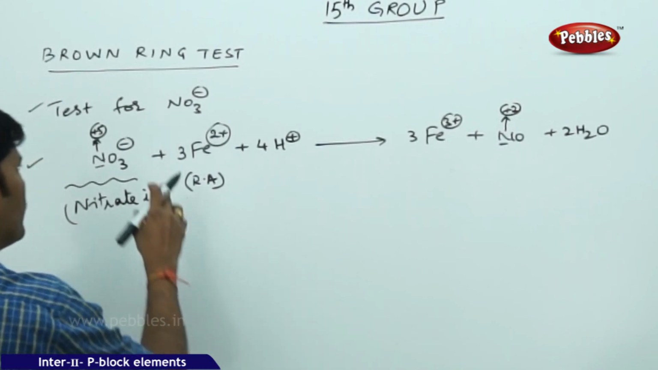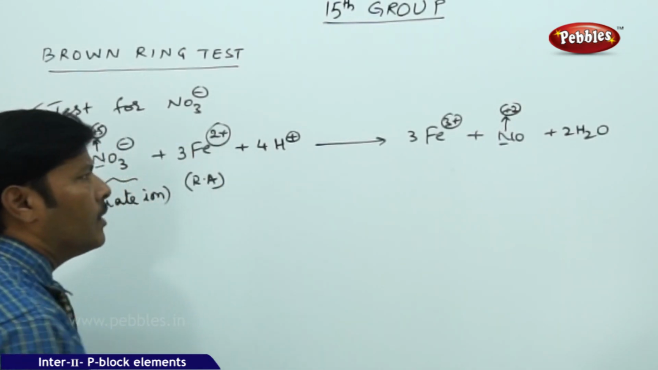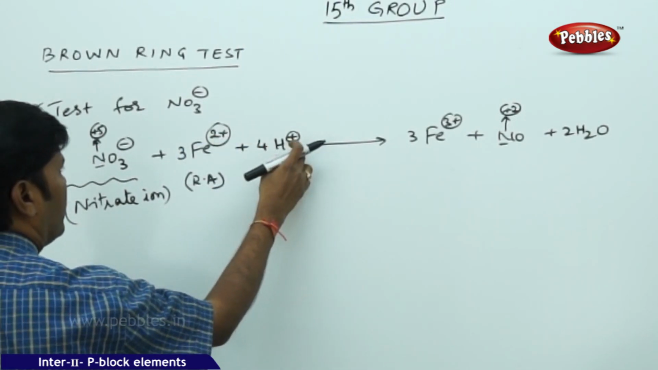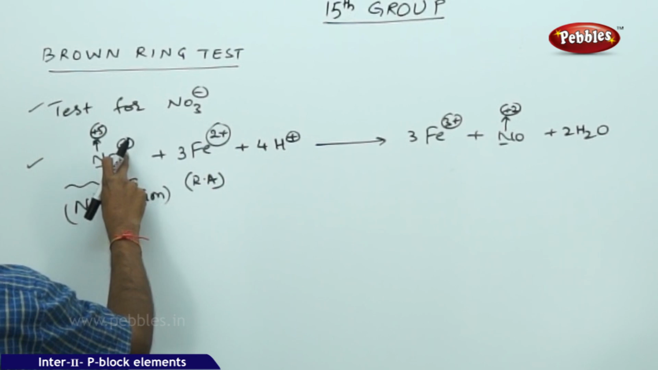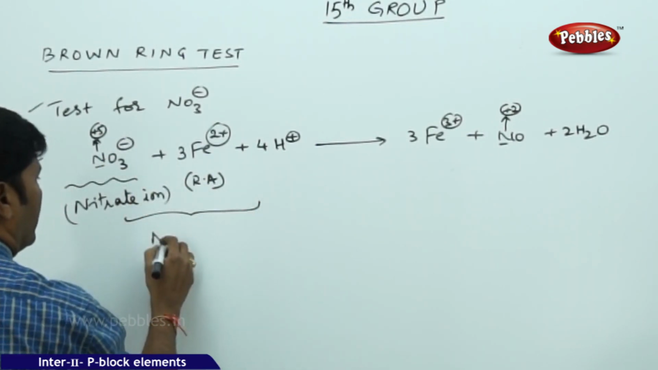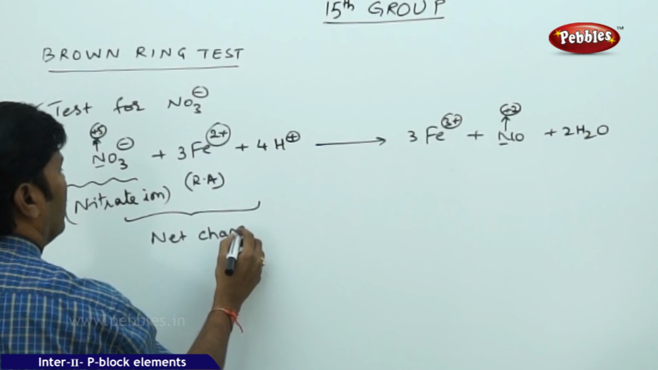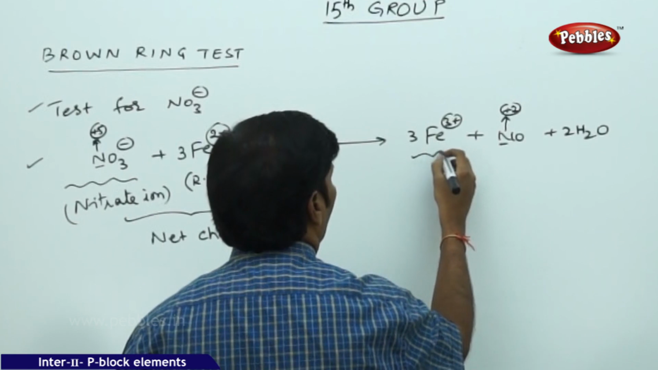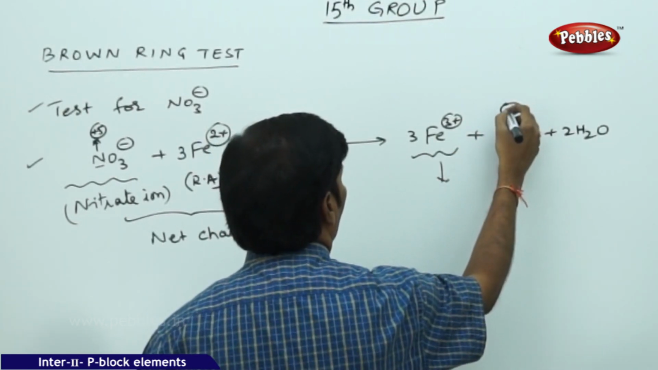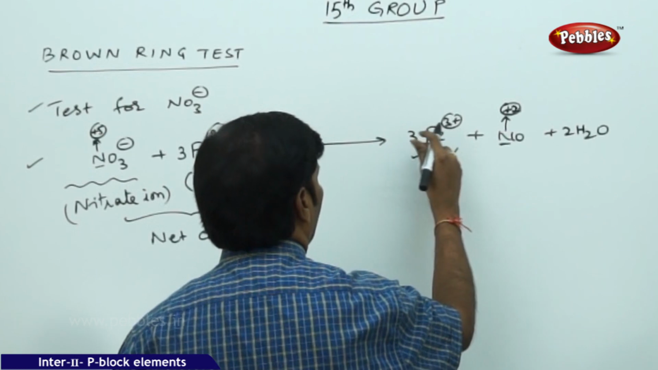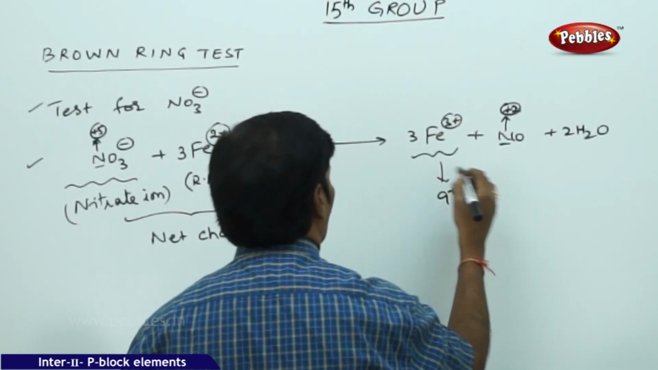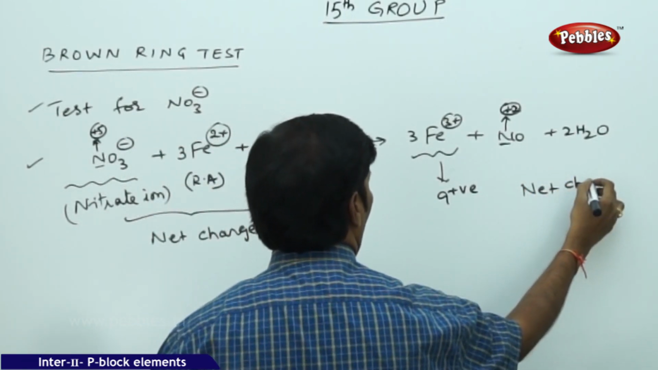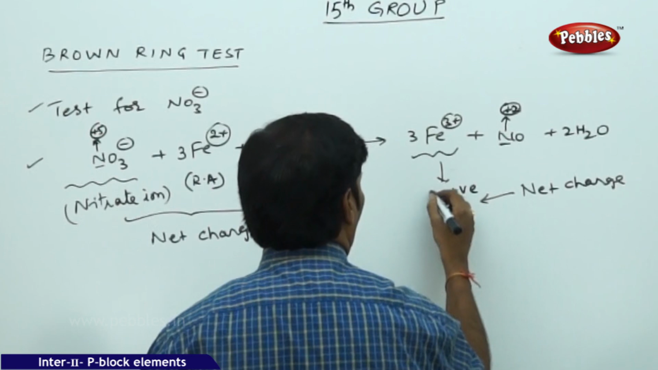So the ferrous ion, the total number of charges on the reactant side is 3 times 2, that is 6 positive charges, and 4 positive charges, so 10 positive charges with 1 negative charge. That means on the reactant side altogether the net charge is 9 positive charges. Again on the product side, if you take carefully, this is the oxidation state of nitrogen, mind you should not get confused with this, and this is the total charge. Again 9 positive charges. Yes, on the product side also the net charge is 9 positive charges. Fine.